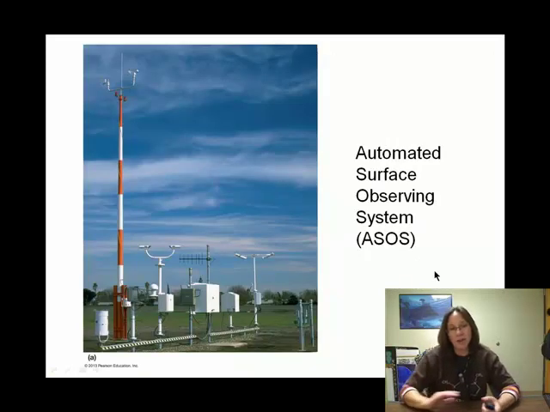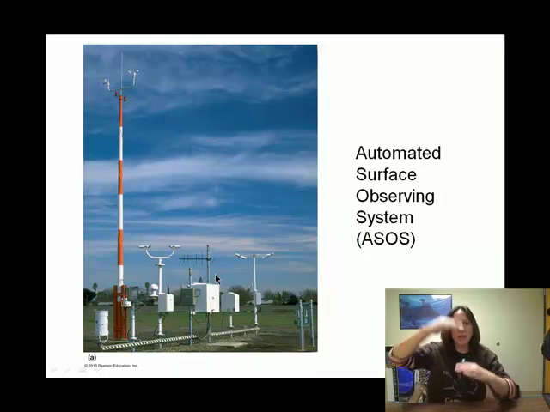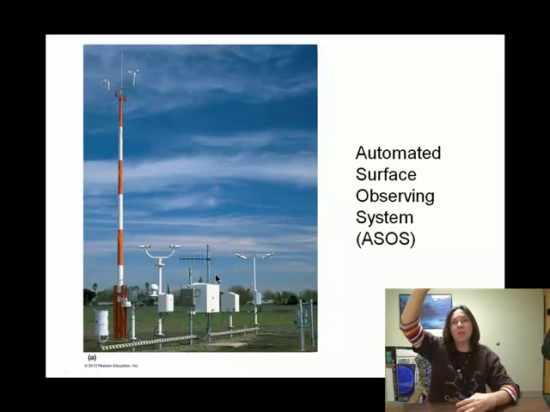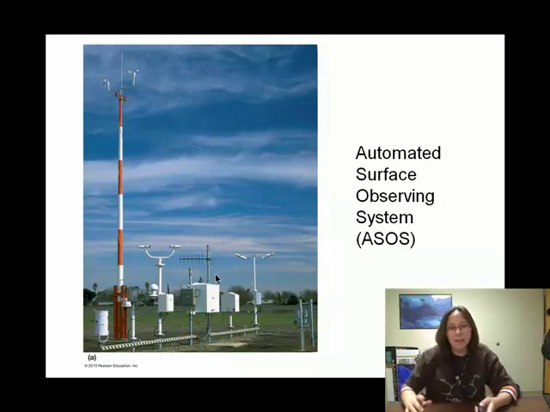So here's a photo of a typical ASOS, and you can see all sorts of little gizmos to measure wind speed, wind direction. I mentioned we need to get the cloud ceiling, which is basically the height from the ground up to the base of the first cloud. All sorts of neat things.